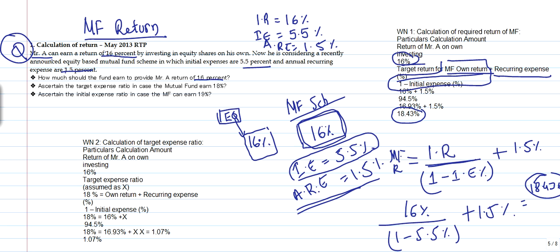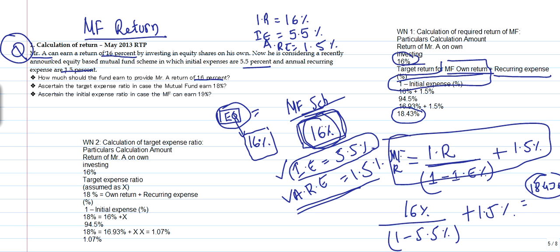So the logic is, in order to get 16 percentage compared to equity shares, you need to get 18.43 in the mutual fund scheme, because this scheme has to recover the initial expense and the annual recurring expenses.